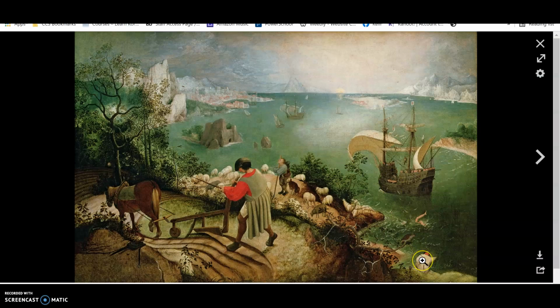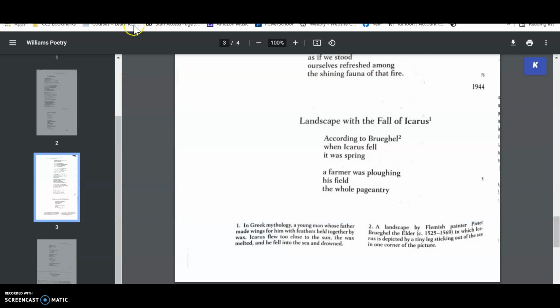You see the fisherman who's literally just a short distance from the body, just to intimate, maybe, that no one paid attention. They were too busy with their own daily life. So let's talk about landscape in the fall of Icarus.